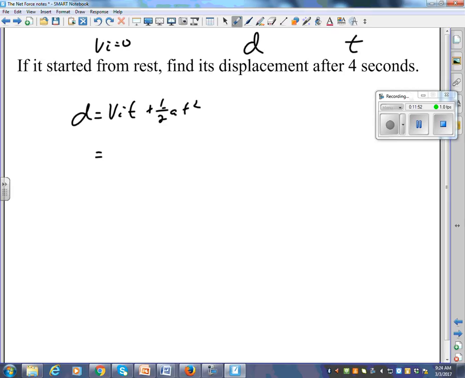So that'd be 0 plus 1/2. What was that acceleration? 2.3? 2.53. 4 squared. 20.2. 20.2 meters. Easy stuff, right?